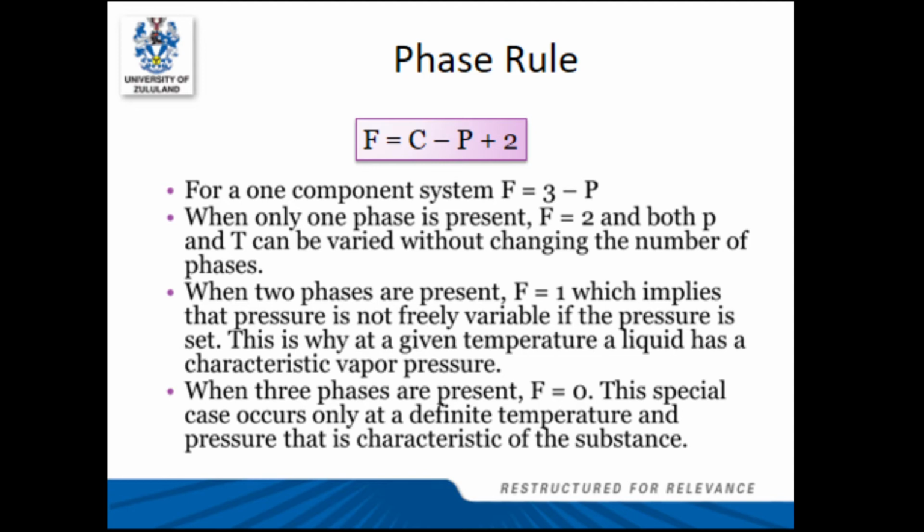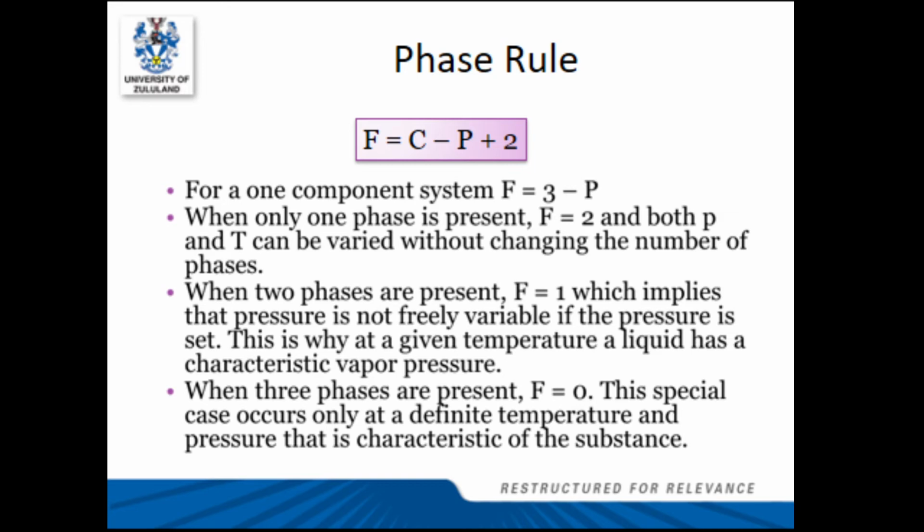Okay, for the phase rule, we have said that F is equal to C minus P plus 2. For this phase rule, there are two component systems that we are going to have a look at. The first one is where we have a one component system. The second one, we are going to look at a two component system. For this lecture, I want us to focus only on the one component system.